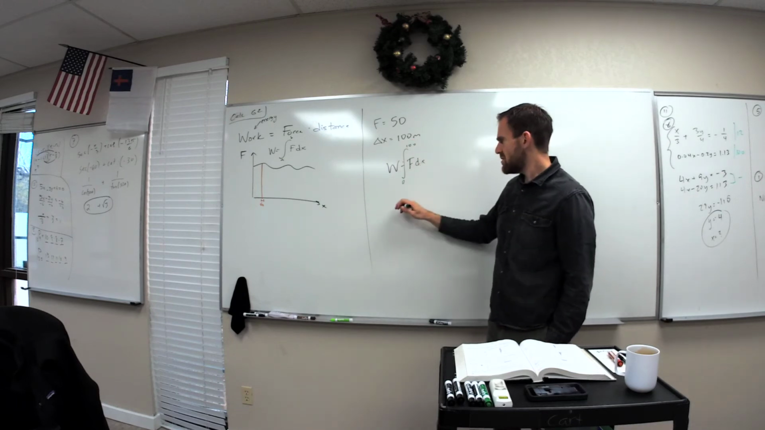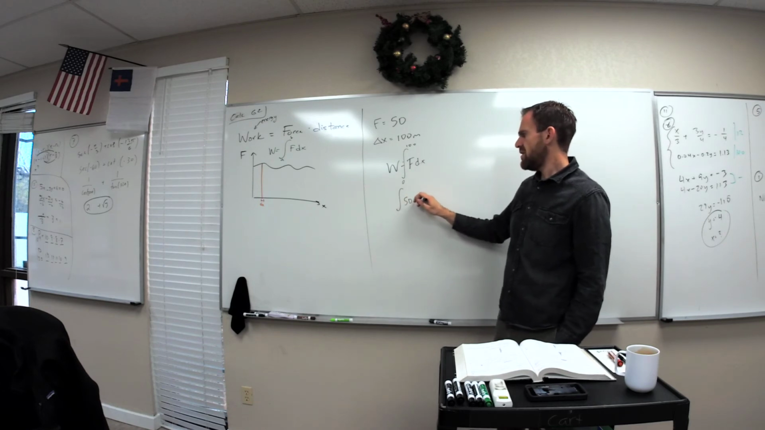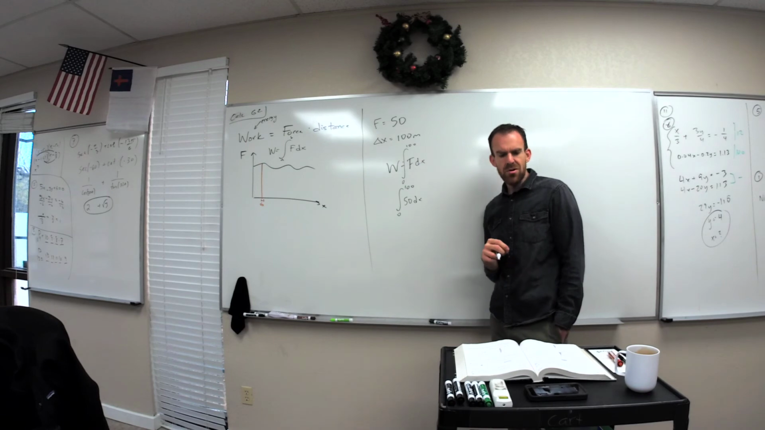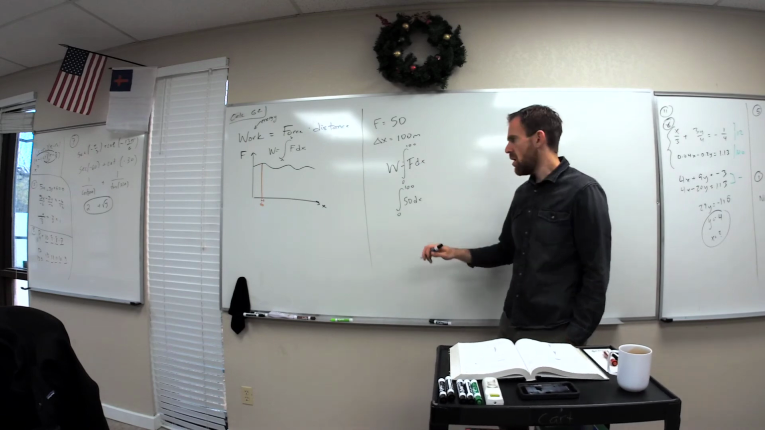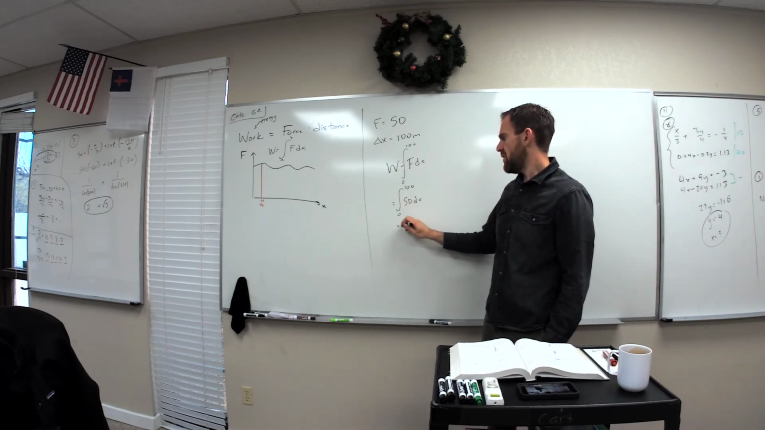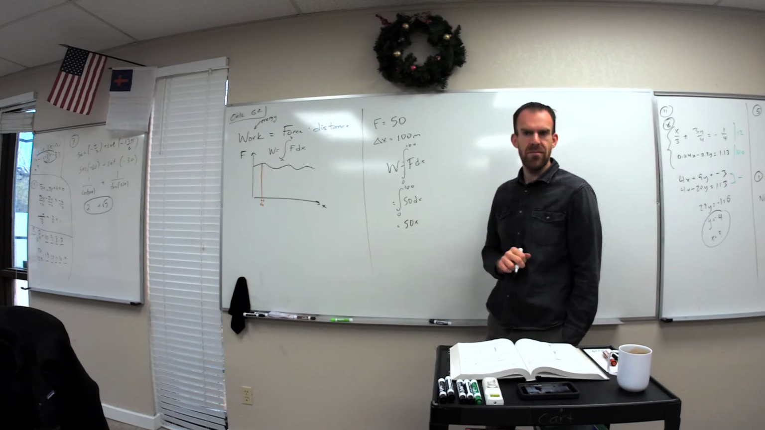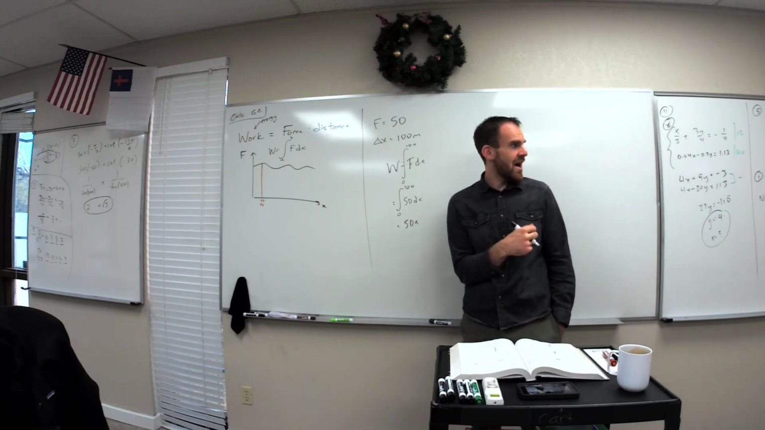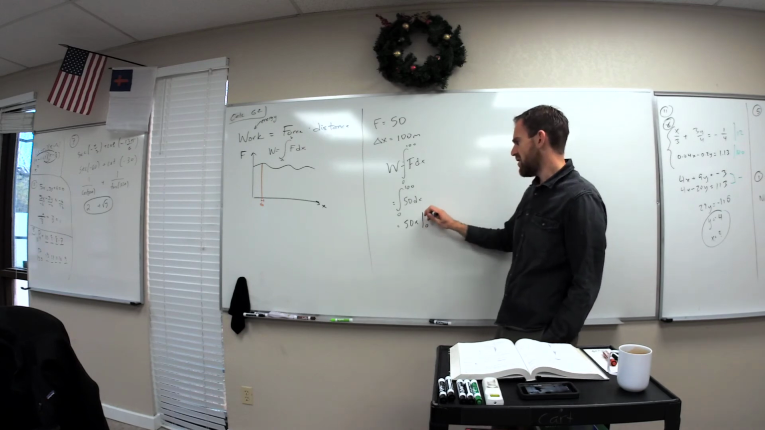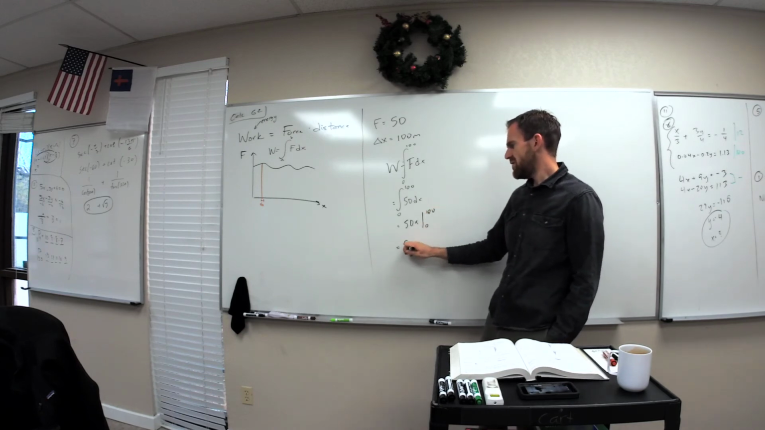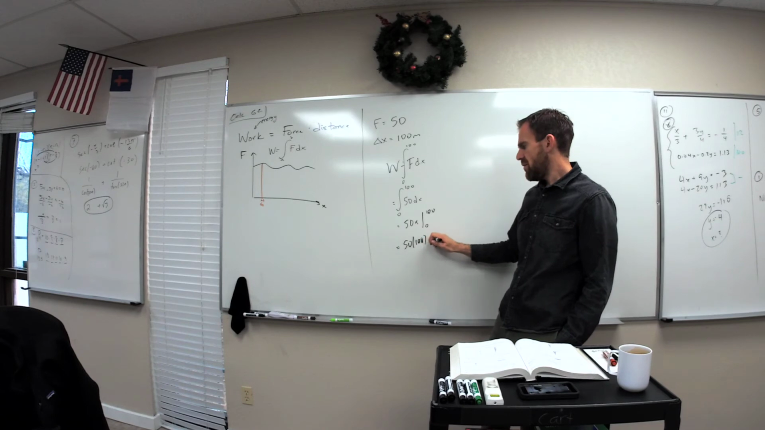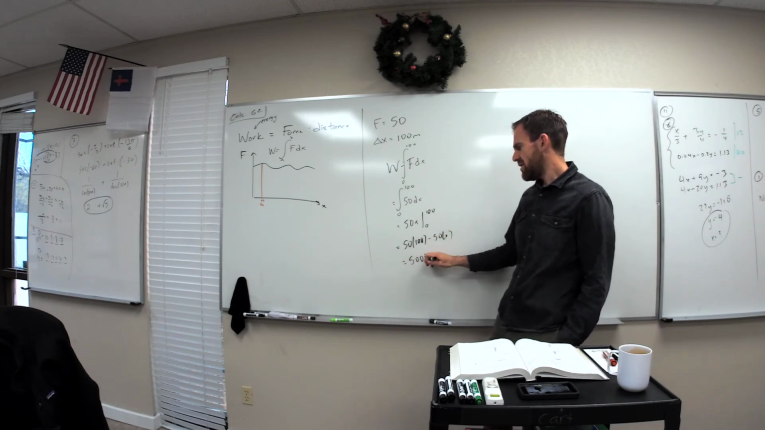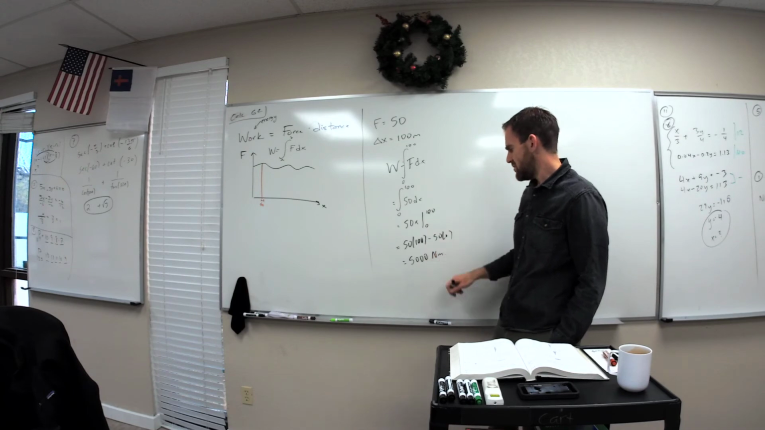What is my force? 50. So I'm going to integrate 50. What's the integral of 50? 50x. Right? Integral of a constant, you just add the x in. We're going to integrate from 0 to 100. So that's 50 times 100 minus 50 times 0, which is 5,000 Newton meters.